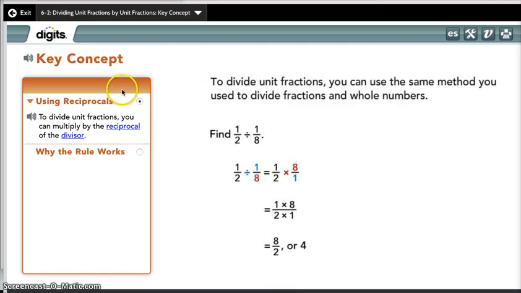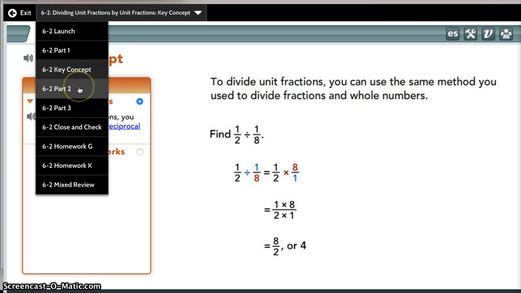All right. In our key concept, it's just talking about the same things that we were talking about in that last lesson. Although in this example, instead of having one whole number and one fraction before, now we have 2 fractions. But the same exact rule works. We're going to freeze this first one, change this to multiplication, and flip this second fraction. See, the red number was on the bottom, now the red number is on the top. So we're doing 1/2 times 8/1, and when we do that, we get 8/2, which can also be written as 4.